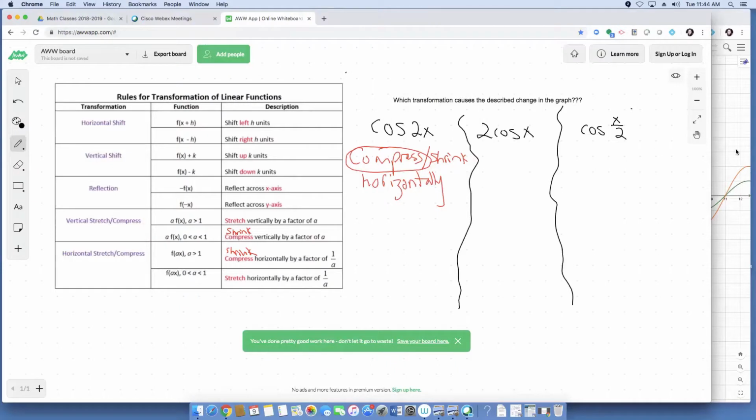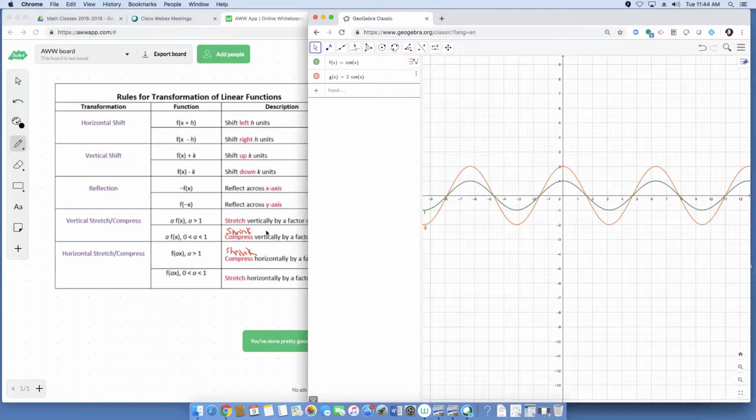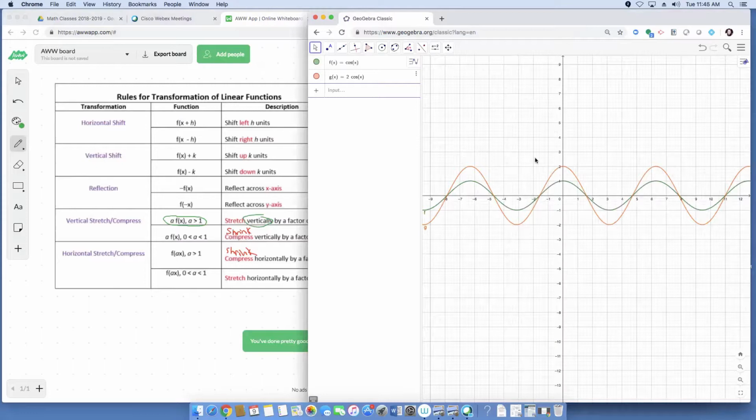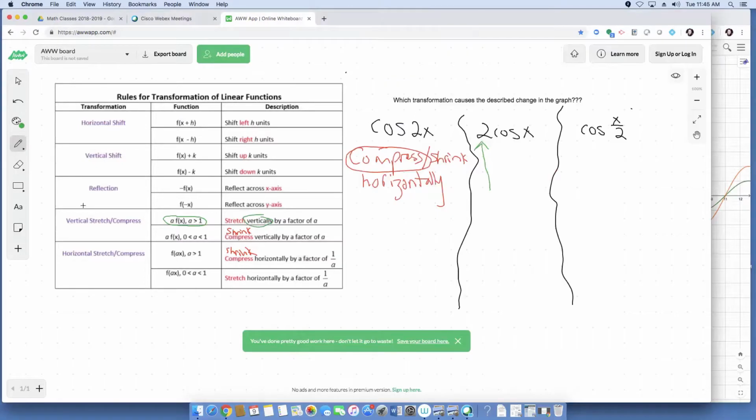We go back here, we can look at it, or we can compare the chart, right? Where's my number? Where am I multiplying this number by? Well, I'm multiplying a whole number, so that's this one. A whole number greater than 1 on the outside of the parentheses. The number is being multiplied on the outside of the parentheses, this a. And this checks out vertically. We know our transformation is vertical, right? So it's being stretched vertically.